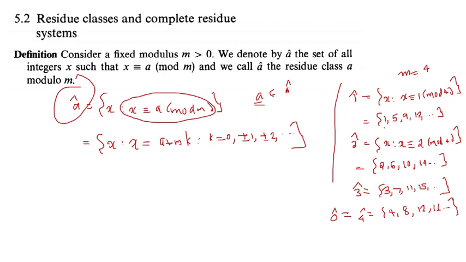By the previous example, it's clear. 1 cap is nothing but the collection of 1, 5, 9, 13, etc. 2 cap is 2, 6, 10, 14, etc. 3 cap is 3, 7, 11, 15, etc. 4 cap is 4, 8, 12, 16, etc. Therefore, 1 cap union 2 cap union 3 cap union 4 cap is nothing but Z, or 0 cap union 1 cap union 2 cap union 3 cap is nothing but Z.